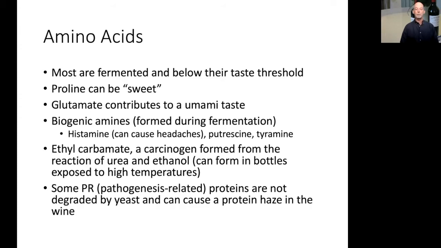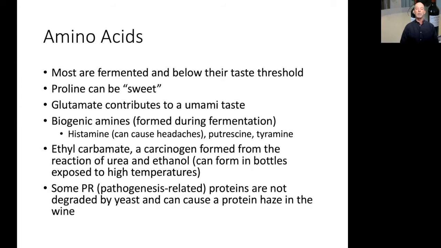And sometimes you have PR proteins, PR standing for pathogenesis related. These are proteins that are produced oftentimes in reaction to a pathogen and are more abundant under those circumstances. These are not degraded by the yeast and can remain in the wine afterwards, contributing to the protein haze that can form in your wine bottles. This is usually seen in white wines.